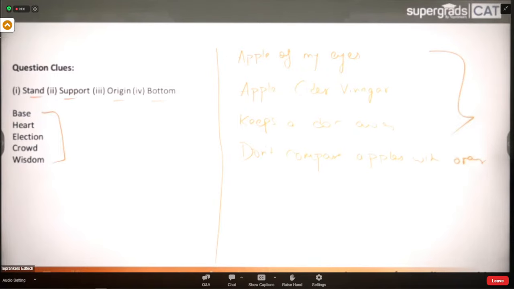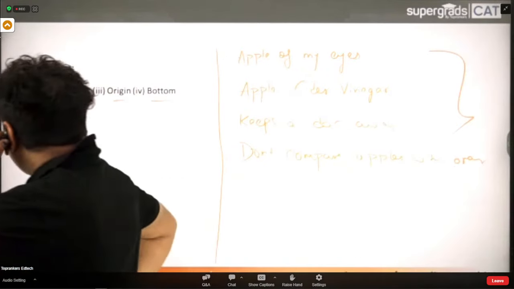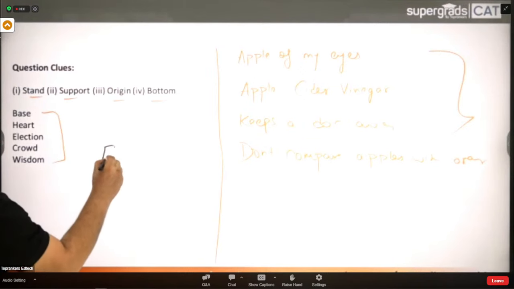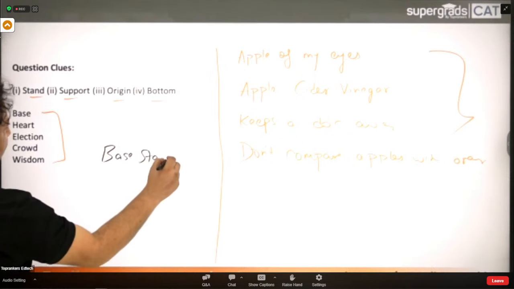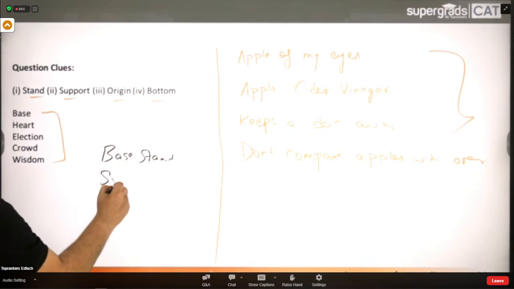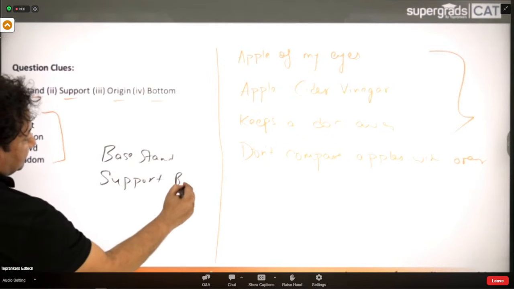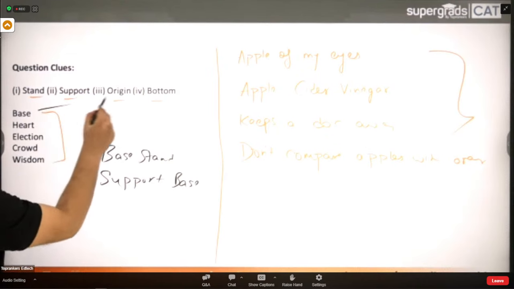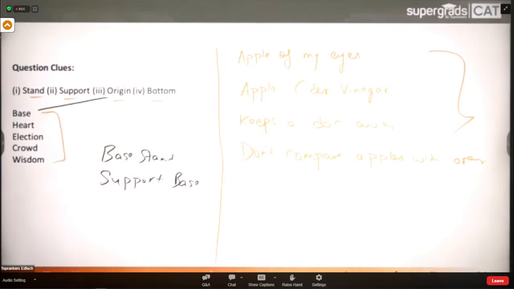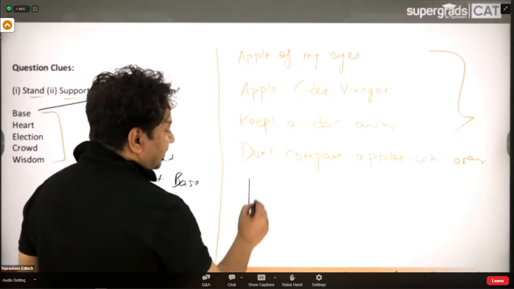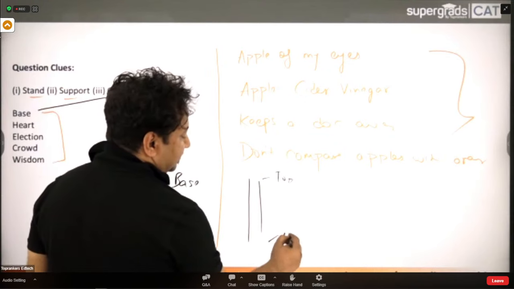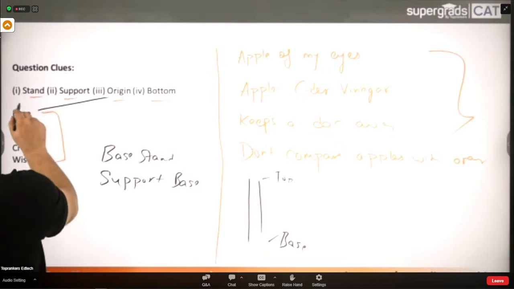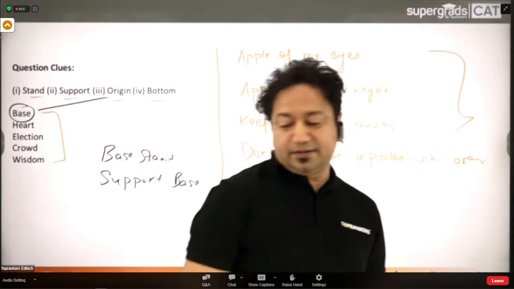Base will be a better answer. Yeah, we have something called base stand, support base. People say, what's a support base? Base and origin are almost synonymous. And base has got different meanings. Base can be something which is the bottom, something which is at the lower level. We call it base. Like we have a tower, this is the top, and this is the base. So base would of course be a better answer. Base is the correct answer over here.